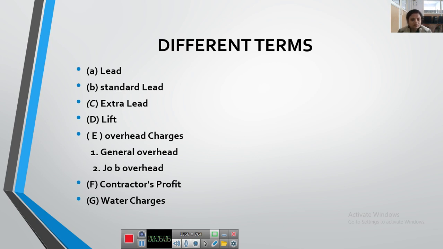You can clearly get the meaning from its name, the title also: job overhead. Job overhead includes salaries of engineers, supervisors, technical assistants, repairs and depreciation charges of tools and plants, insurance premiums and compensation to be paid to the workers, and interest on investment. So these are the charges that are going to be paid on your workers, that is, your salaries, and your technical assistants.